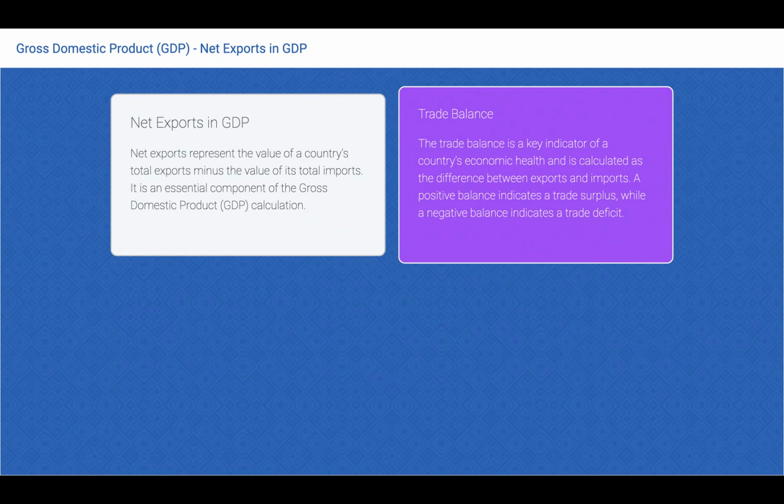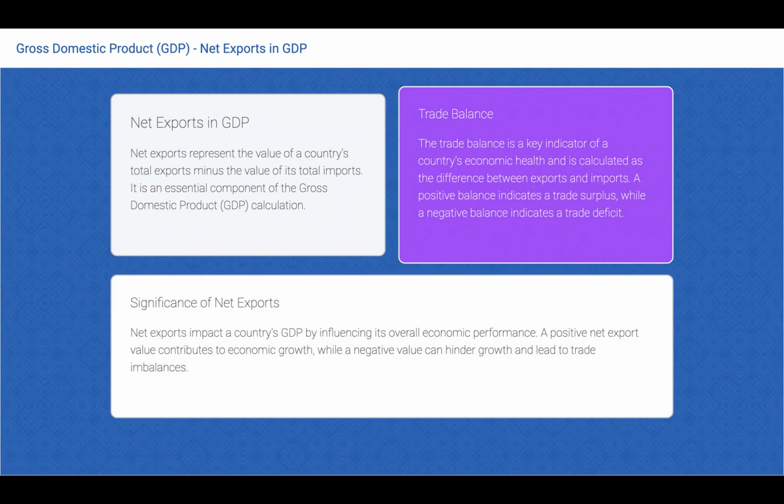Net exports in GDP play a crucial role in determining a country's economic performance. It reflects the balance of trade and impacts the overall GDP calculation. Understanding the concept of net exports is essential for analyzing a country's economic health. Net exports are calculated by subtracting the value of imports from the value of exports. A positive net export value indicates a trade surplus, which can boost economic growth.